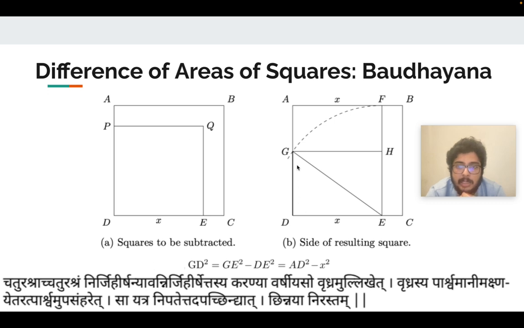So this square that is built on the side GD will be equal to the difference of the areas of ABCD and PQD. So this is how you construct a square which has the area as the difference of the areas of two squares.